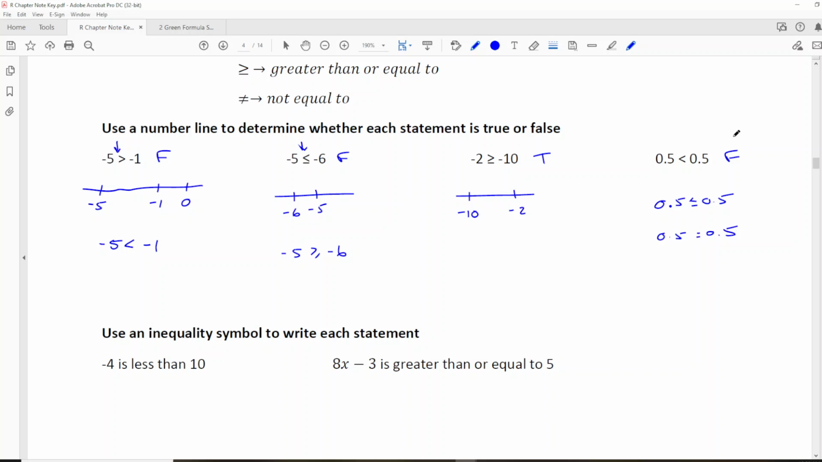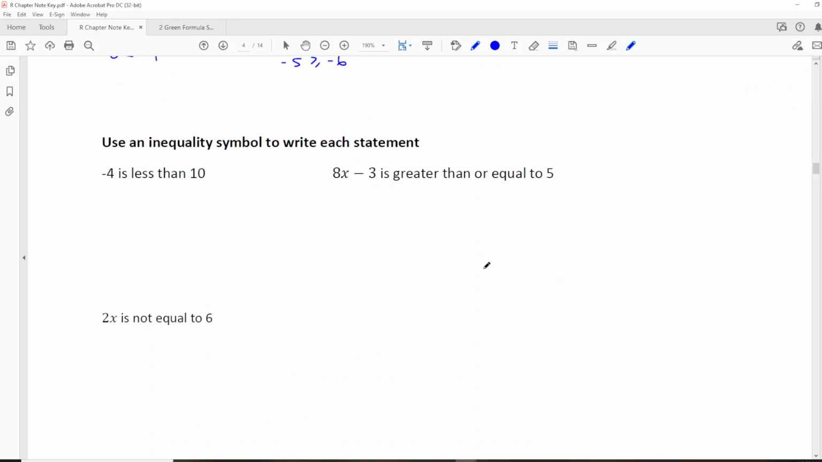And then the last part of this section is just making sure that you can write equality statements, or inequality statements, sorry. So for example, if they want you to write -4 is less than 10, you've got -4, you've got 10. You're trying to figure out which symbol goes in the middle. Since it's less than, I'm going to have the smaller end point to the left. So -4 is less than 10.